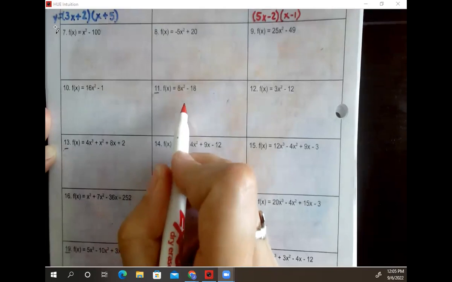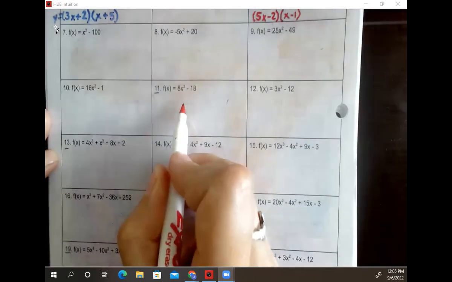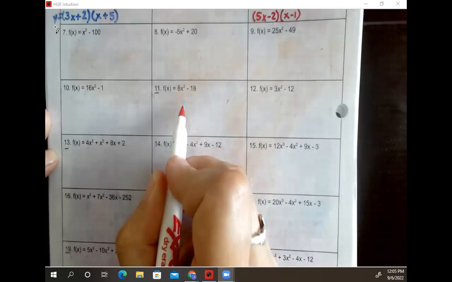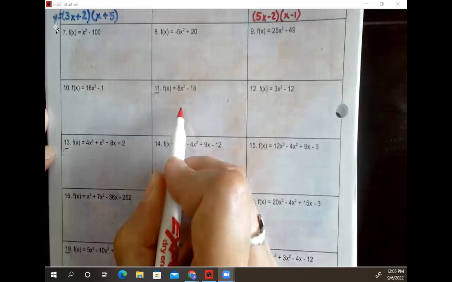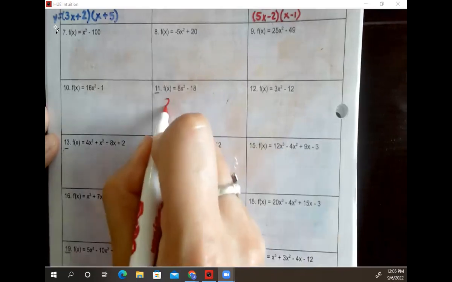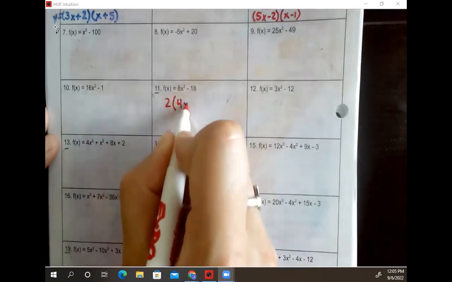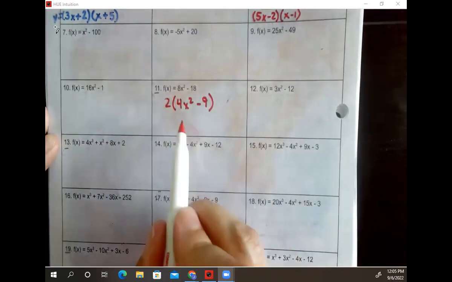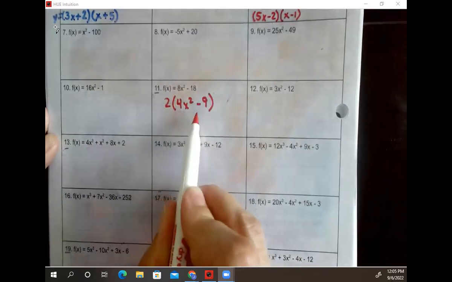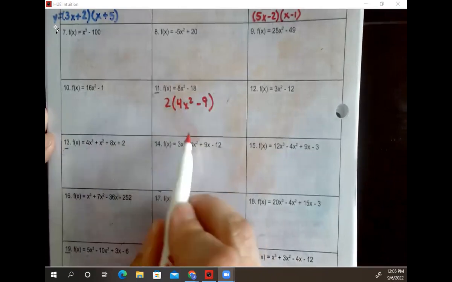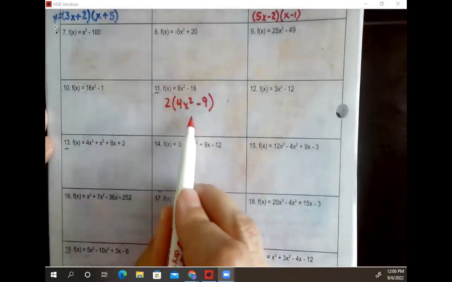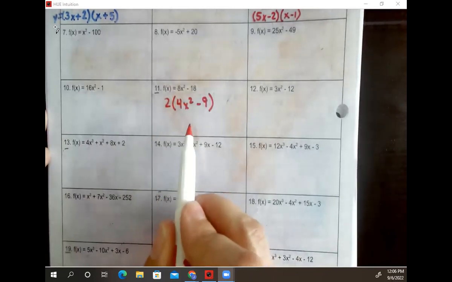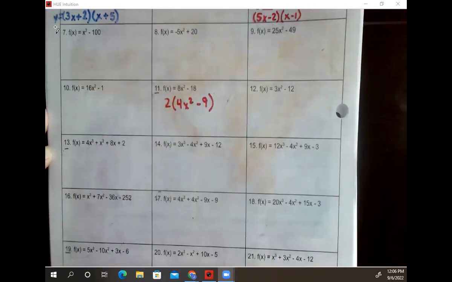So remember, we always start by looking for a GCF. Do I have a GCF in number 11? What can I divide out of both of these? 2. So that would leave me with 4x squared minus 9. At this point, we don't know how to tackle the thing in parentheses just yet. That will be something we get to a little bit later this week in one of our upcoming lessons. So since this is in 2 terms, I don't know how to work with that just yet. We're going to leave it right there.